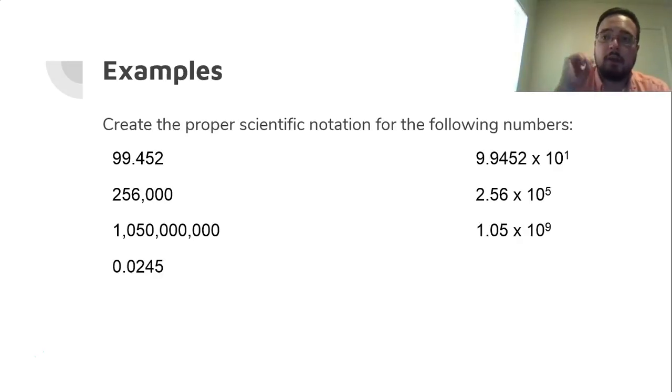So this one is on the opposite of that spectrum. We know that it's less than 1, so we know that we're going to have a negative exponent, and we're going to be moving the decimal to the right, instead of the left. So that's where we need to focus.